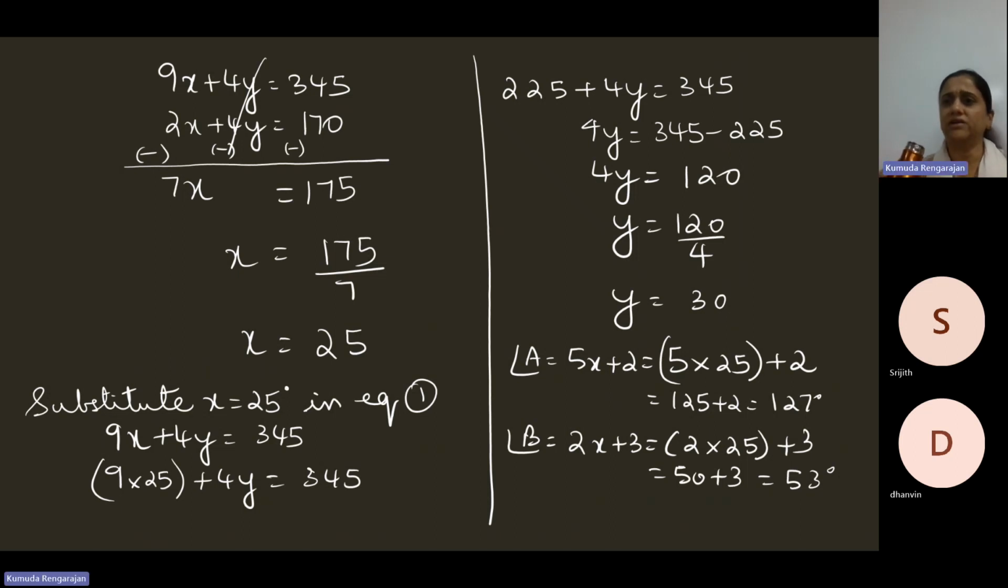Read out what calculating angles. No, I can't make. I'll check at the end of the class.